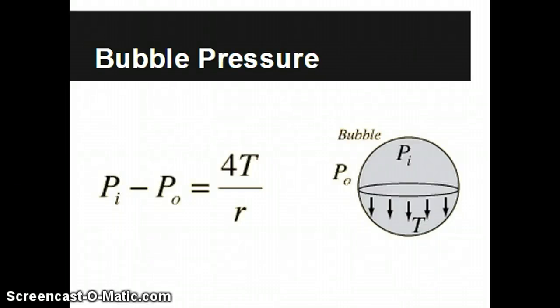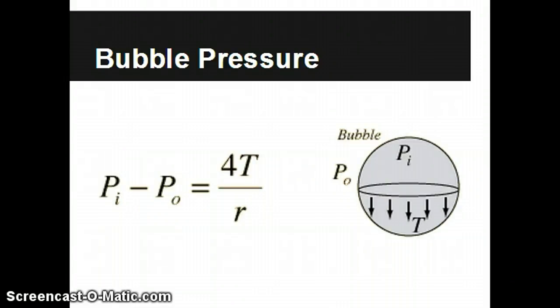Next, we will be talking about bubble pressure. The pressure difference between the inside and outside of a bubble depends upon the surface tension and the radius of the bubble. The relationship can be obtained by visualizing the bubble as two hemispheres and noting that the internal pressure, which tends to push the hemispheres apart, is counteracted by the surface tension acting around the circumference of the circle.